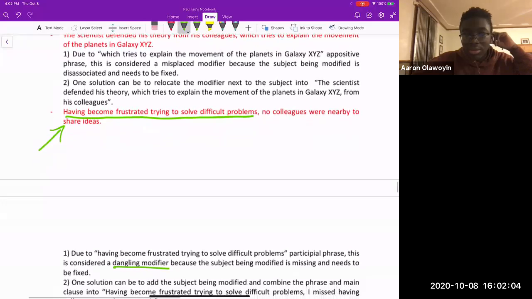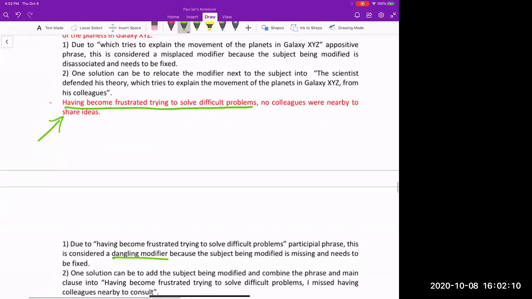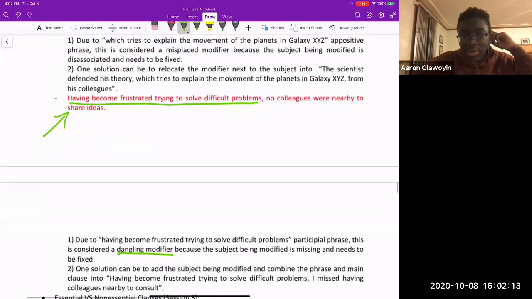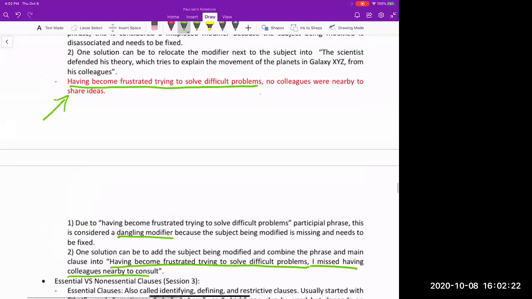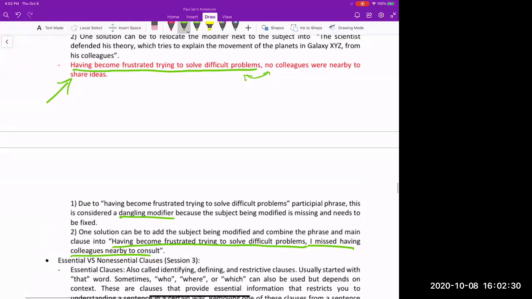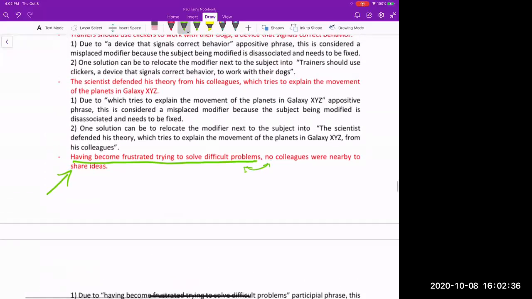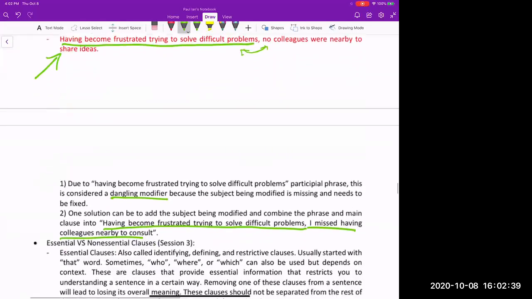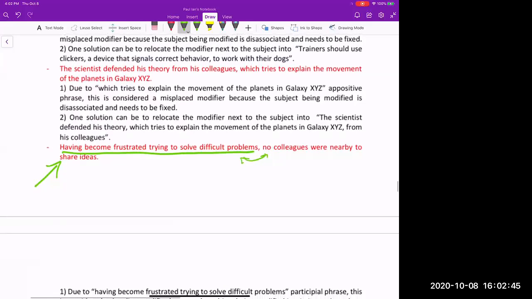A subject. Okay, so for this one, what would be the most appropriate subject to put? It's kind of similar to the other one. Like I? Yeah, so it's an I thing. So you put in an I, and then this is what you get: Having become frustrated trying to solve, I miss having colleagues nearby to consult. So yeah, I don't like assessing what kind of subject it is. That part is prone to errors, but you obviously have to do that. For the misplaced one it's not as bad, because the subject is already there. So does that seem clear enough for what they are?